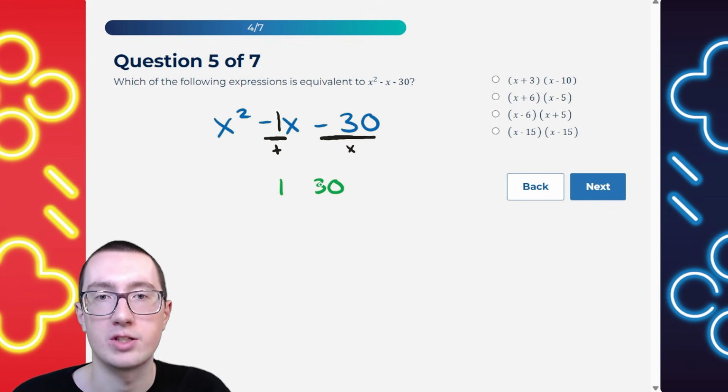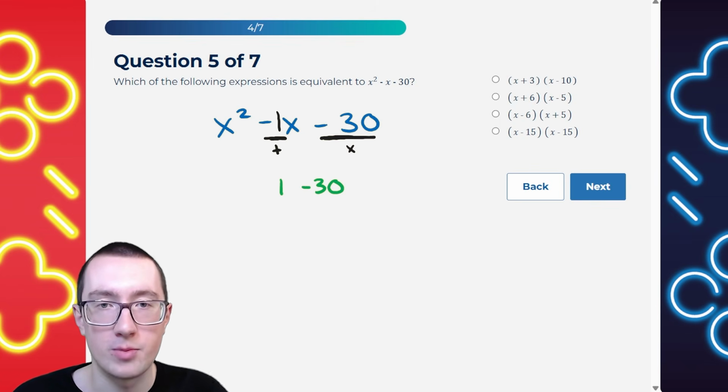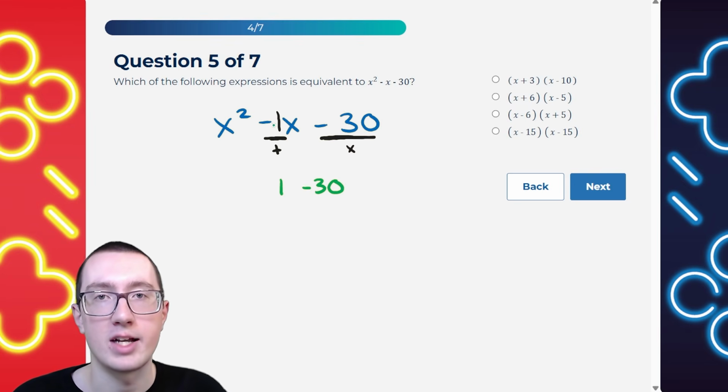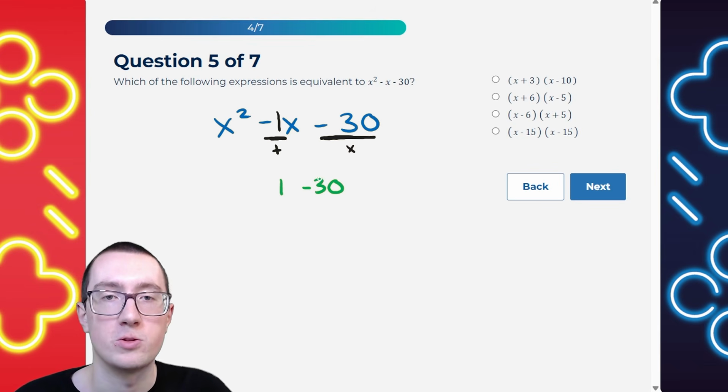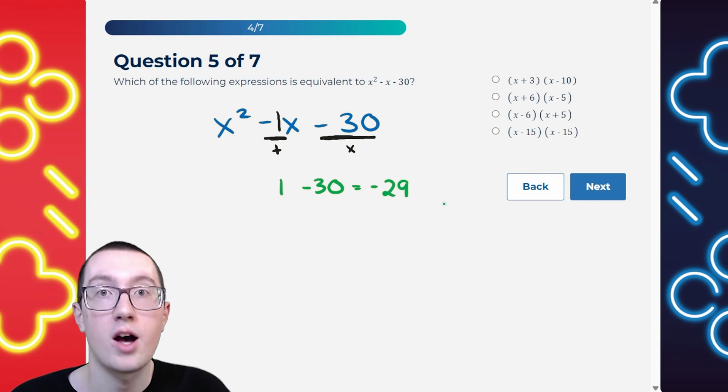So one of these numbers is going to have to be negative. We're always going to put the negative sign on the bigger number because we're adding to a negative number. So if we were adding to a positive number, then I would put the minus sign on the 1, the smaller number. So these multiply to -30, but if you add them together, 1 minus 30 is -29. That's definitely not what we're looking for.